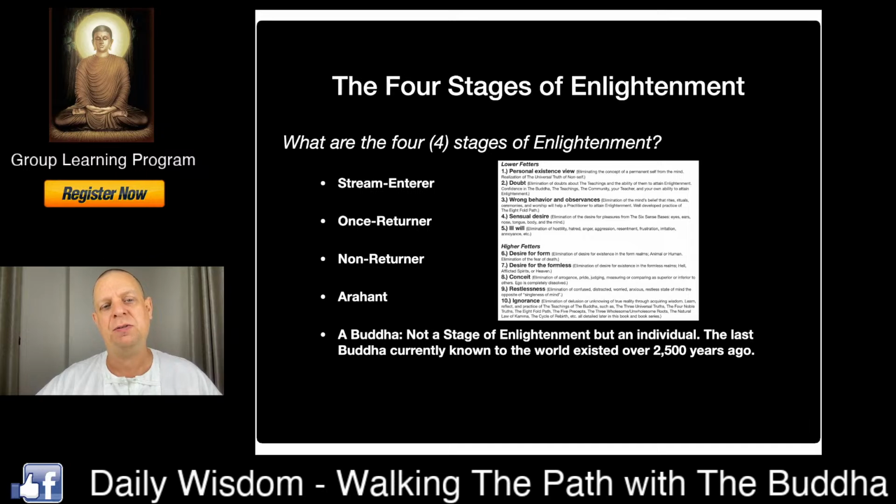So the 1st stage of enlightenment, people refer to as a stream enterer, because once you get to the 1st stage of enlightenment, you're going to get to enlightenment. It's just a matter of time. Either in this life or some future life, you're going to get to enlightenment. And it's called a stream enterer because once the log enters the stream, it will get to the ocean. It's just a matter of time. So that's why it's referred to as a stream enterer.